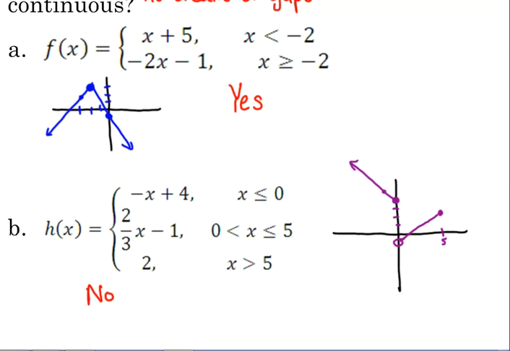And then the last one, when x is greater than 5, it's always equal to 2. So open circle at 2, and it's 2 forever past that point. As long as x is bigger than 5, the y value is always equal to 2. So obviously this one is not continuous, but that's another review of graphing.